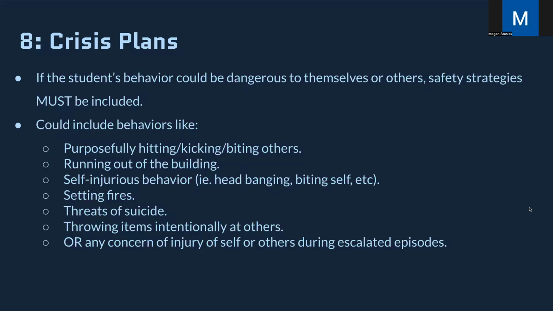Part 8 is crisis plans. So, what this looks like will really be determined by the student and what their behavior of concern is. So, not all students are going to need a full, robust safety plan. It might just be follow district behavior or discipline policy. However, if their behavior can be dangerous to themselves or others, we've got to have a really robust plan for safety.